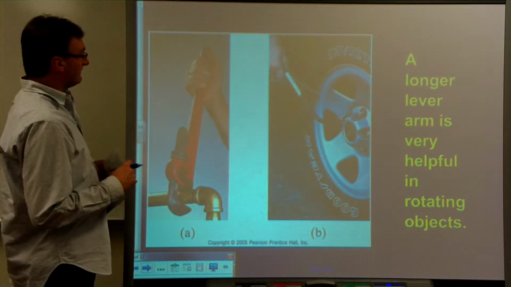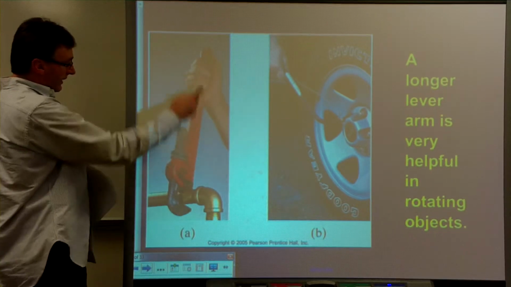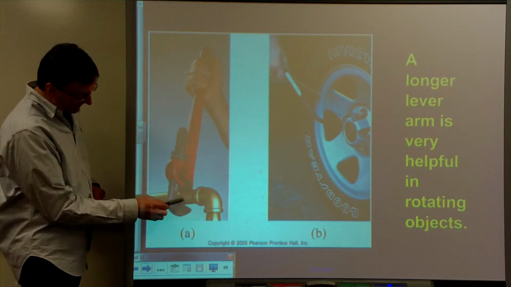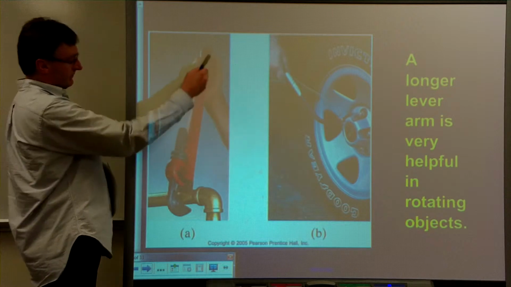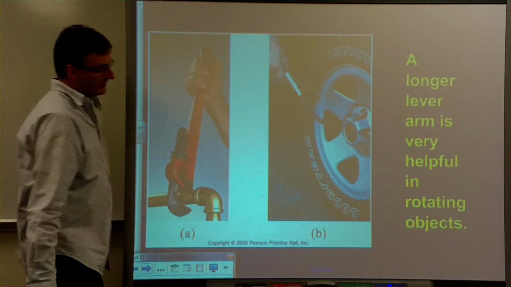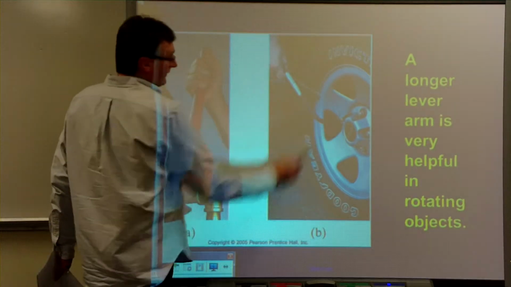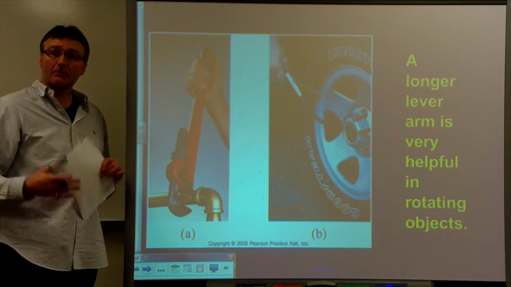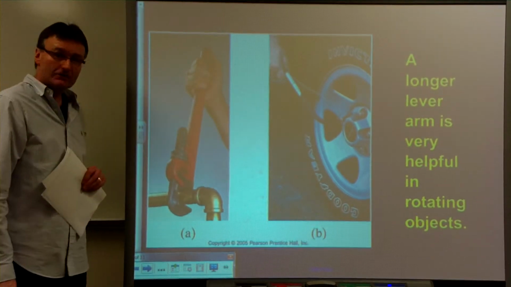And so you've probably experienced that yourself, where the longer the lever arm that you have, in other words, the longer the distance from the pivot point, the greater the torque that you can produce. And that's very useful when it comes to using wrenches like a pipe wrench here, or a tire wrench here. Again, the longer the lever arm, the more torque that you can produce for the same magnitude of force.